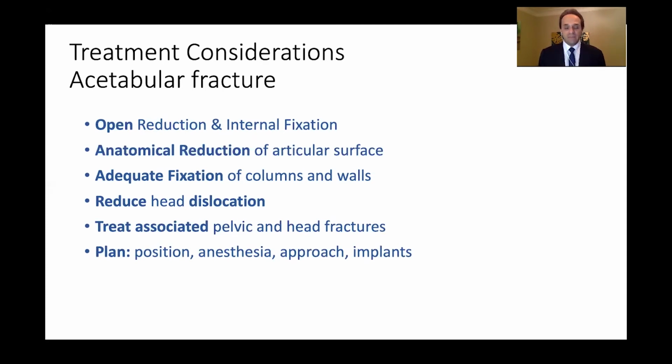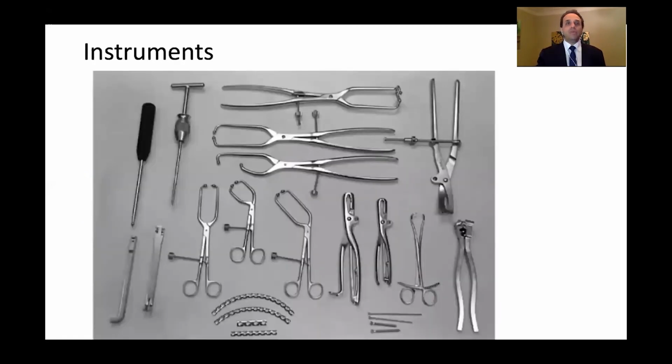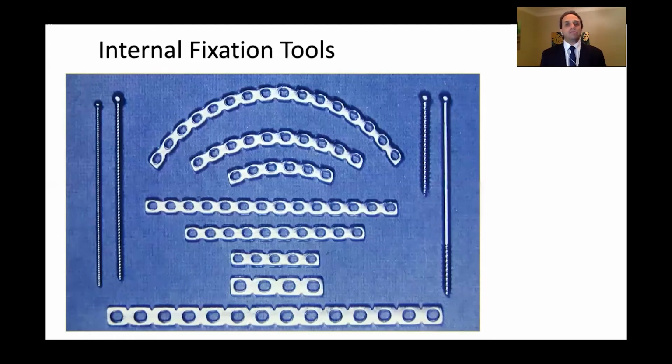So we need to plan the position of the patient, the anesthesia that we're going to use, the approach, and the implants. And that's very important. You will require these instruments, including MATTA clamps, King Tong reduction clamps, pelvic reduction clamps, and ball spikes. And you will require reconstruction plates, whether 3.5 or 4.5, straight or curved, with long screws, because you may need the long screws for column fractures.